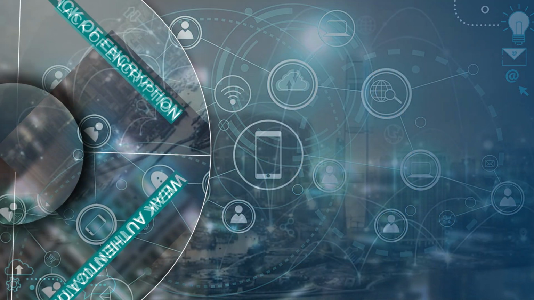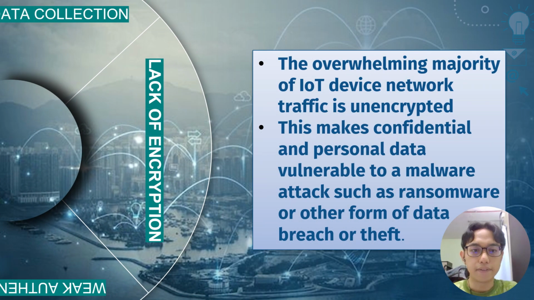Number 2, lack of encryption. The overwhelming majority of IoT device network traffic is unencrypted. This means that our confidential and personal data is vulnerable to a malware attack such as ransomware or viruses or other forms of data breach or theft.